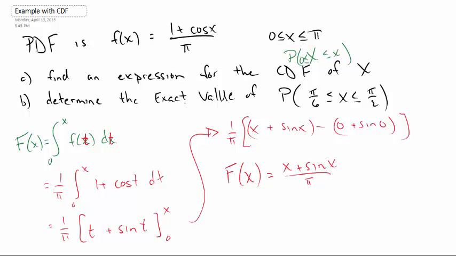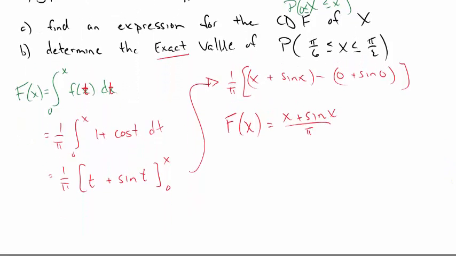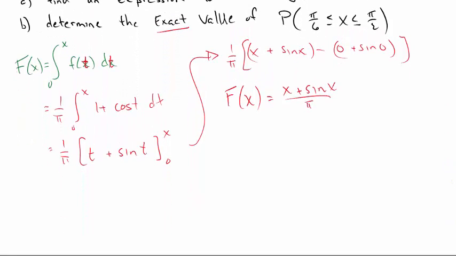Now determine an exact value. Exact means don't you dare use your GDC. We need the exact value for the probability that x is between pi over 6 and pi over 2. Well, we can use this. This is just going to be capital F evaluated at pi over 2 minus capital F evaluated at pi over 6. It's the upper limit of the integral minus the lower limit of the integral.